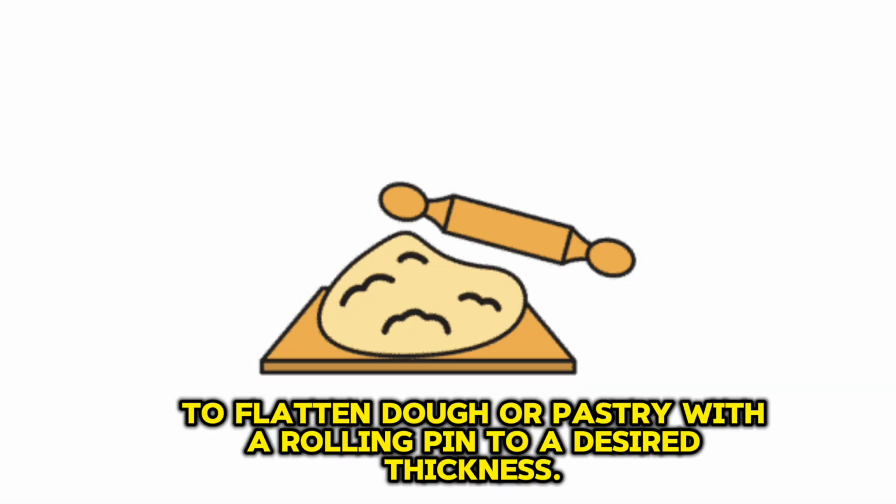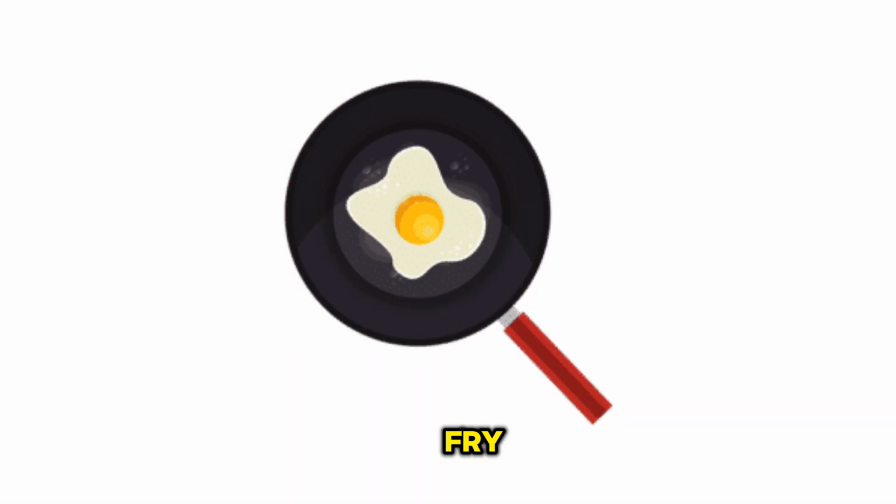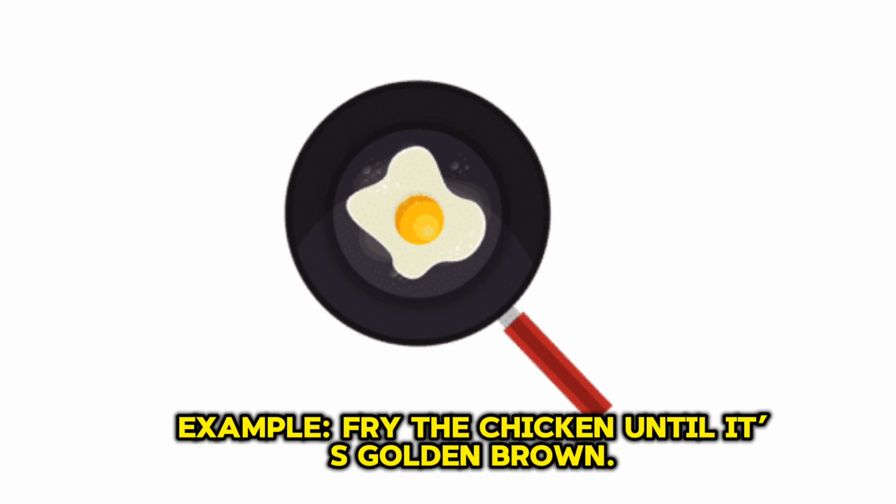Roll out, to flatten dough or pastry with a rolling pin to a desired thickness. Example, roll out the pizza dough on a floured surface. Fry, to cook something in hot oil or fat. Example, fry the chicken until it's golden brown.